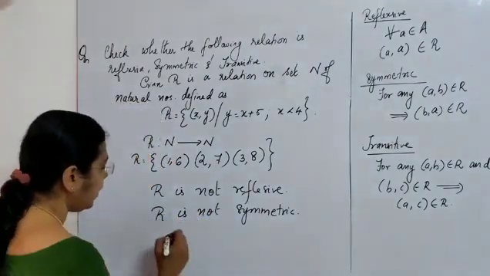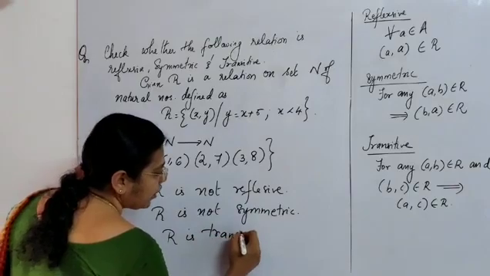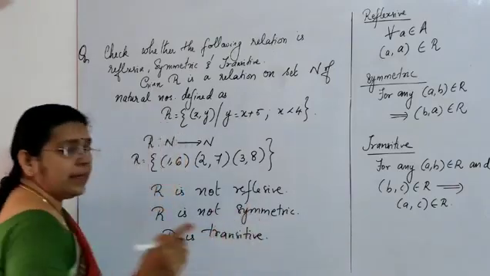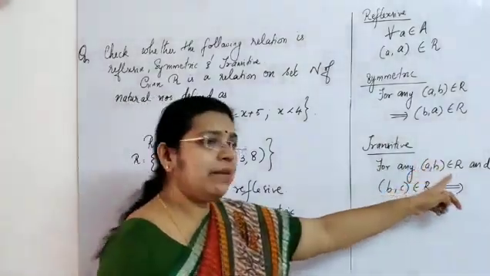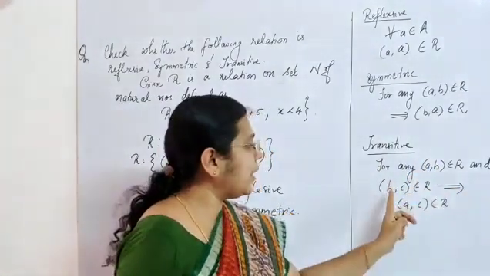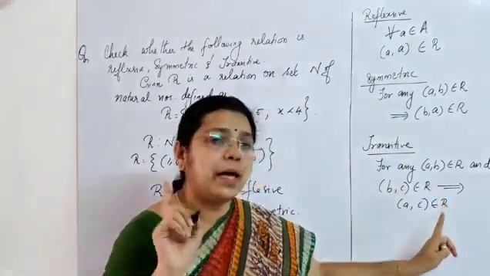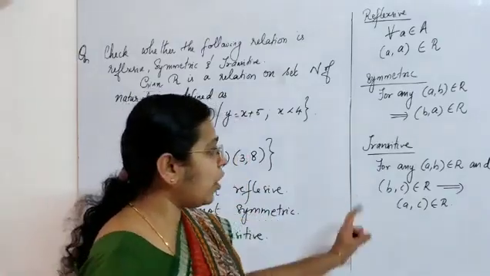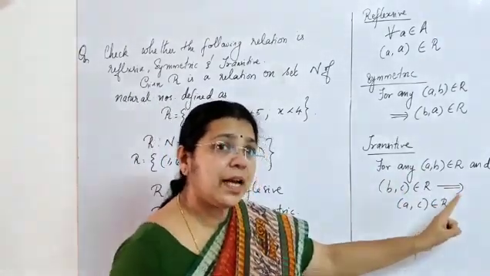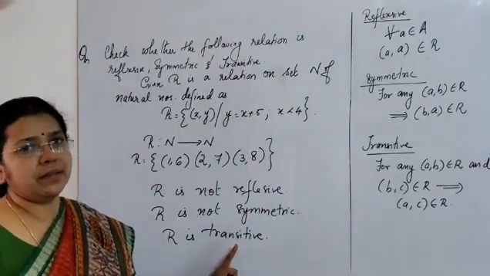So what can I say? R is transitive. If it contradicts, then it is not transitive, but since it is not contradicting, you have (a, b) belonging to the relation, but can you find an ordered pair (b, c) belonging to the relation? No. That means it is not contradicting the given condition and hence it is transitive. I hope it is clear.